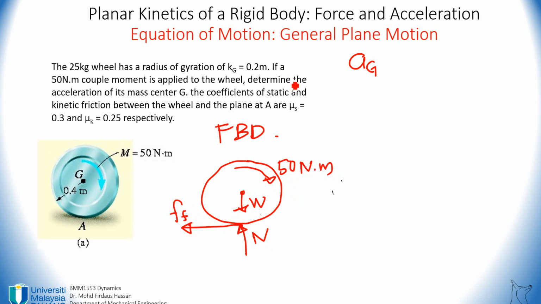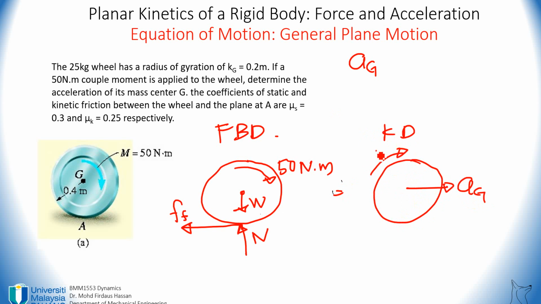What is the kinetic diagram? You have aG to the right. There's no aG to the bottom or to the top, and then you have alpha. This is very important, to draw the free body diagram and the kinetic diagram.